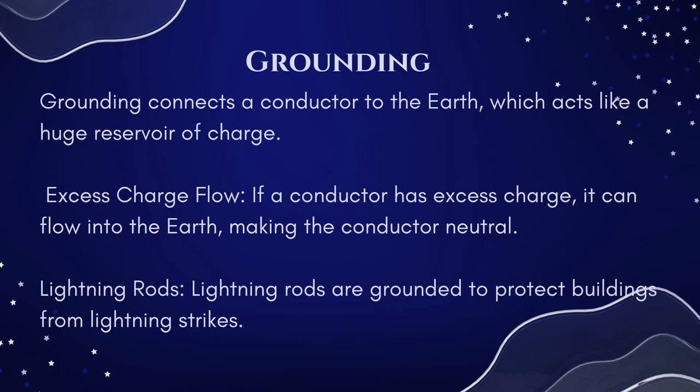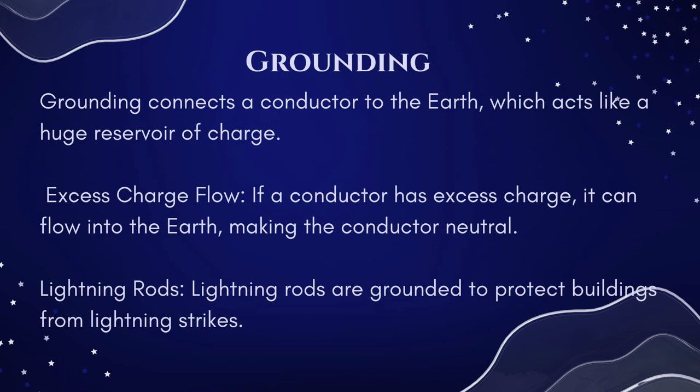We also have the lightning rods. Lightning rods are grounded to protect the building from lightning strikes. So we also have the charge flow. If a conductor has excess charge, it can flow to the earth, making the conductor neutral. And lastly, we have safety. Grounding is used to protect people and equipment from electrical hazards. So we can see grounding in most of our appliances.